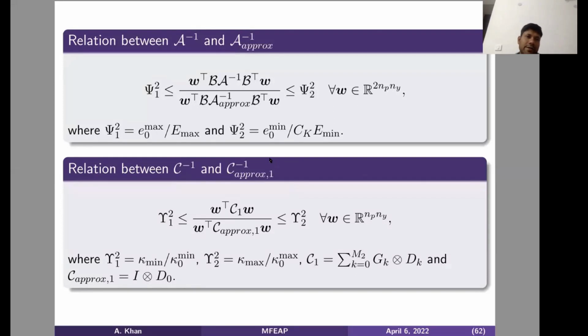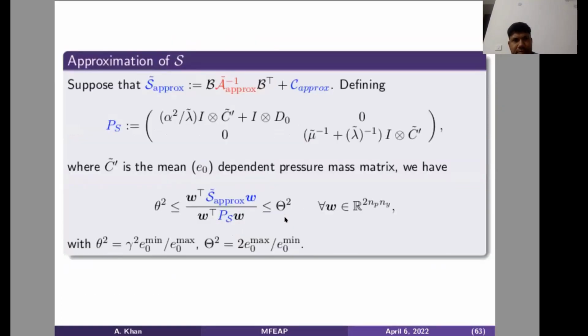So now we'll try to prove the relation for A inverse A approx. Combining these results, we get this, and here you will see the bound actually does not depend on nu. It depends on E0 max and E0 min, but not on the Poisson ratio and alpha. And again, we make the relation for C inverse C approx, and we get this. Now we'll talk about our Schur complement.